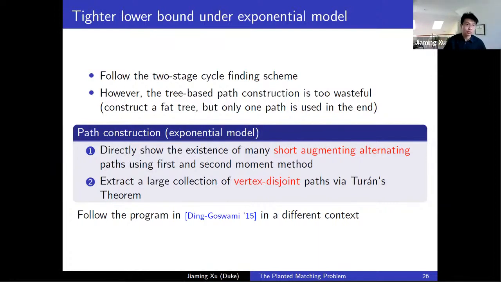Okay, we want some vertex disjoint alternating paths. So that's why in the second stage, we actually extract a large collection of vertex disjoint paths using the Turan theorem. And I should say that here, the program largely follows the previous work, but the previous work actually considered a very different context. So let me show you a little bit more about each of the steps.